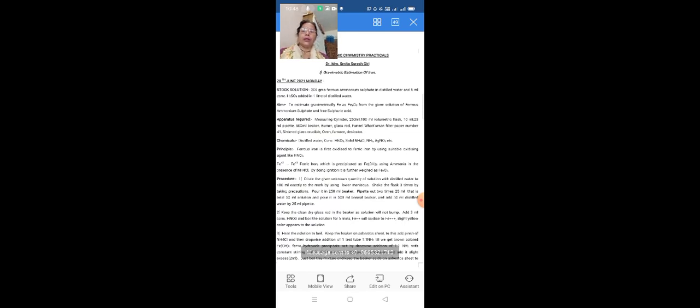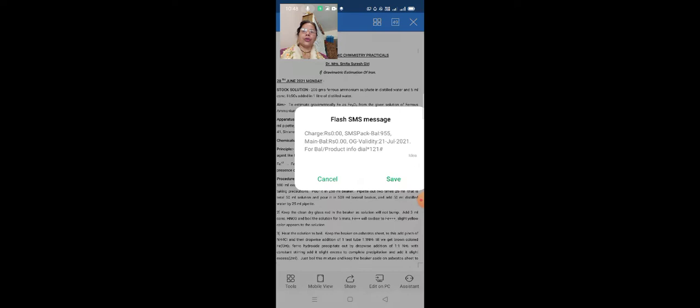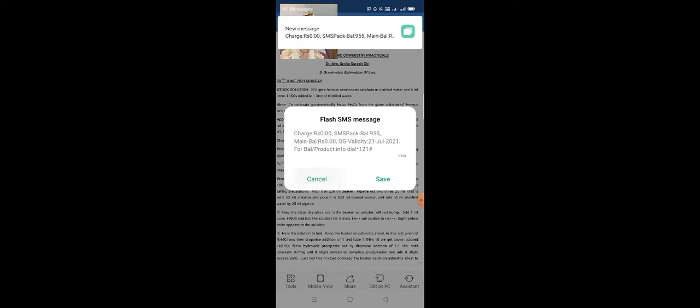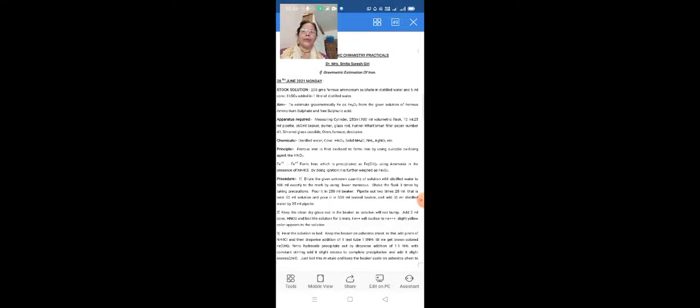Keep a clean and dry glass rod in the beaker so that the solution will not bump. Add 3 ml of concentrated nitric acid and boil the solution for 5 minutes. What is the purpose of adding HNO3? It is the oxidizing agent that will turn Fe2+ to Fe3+. It oxidizes the ion. When the solution turns to Fe3+, it gets a slight yellow color.